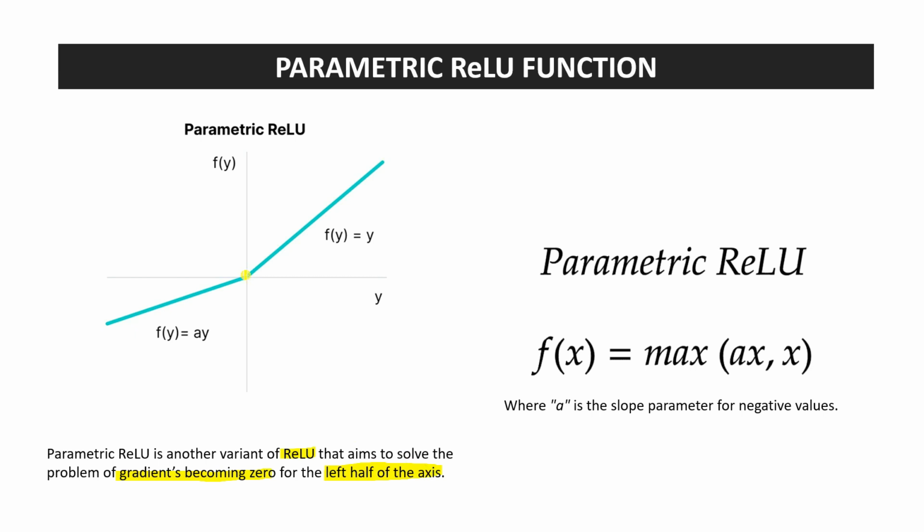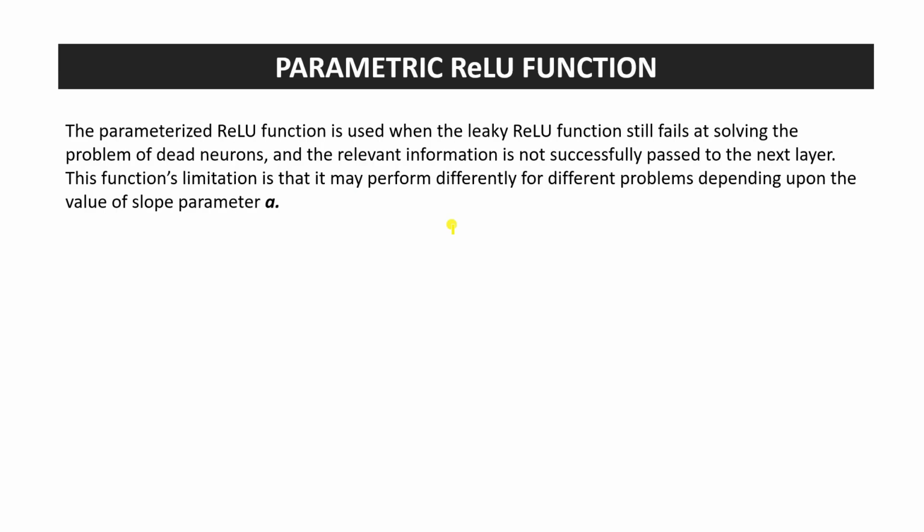The function provides the slope for the negative part of the function as an argument. By performing backpropagation, the most appropriate value of A is learned. See, here A is a slope parameter for the negative values. That means for backpropagation purposes, this A is learnable. In Leaky ReLU, A or alpha is not learnable. But in parametric ReLU, we use one learnable parameter for the ReLU activation function, called the parametric ReLU. The parametric ReLU function has advantages as well as some limitations.